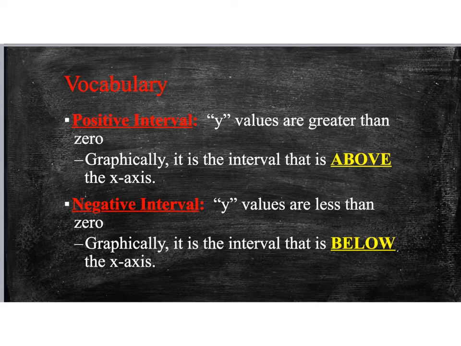Let's start by looking at some vocabulary. When you're looking at a graph, you're going to have to identify where the positive interval is and where the negative interval is. The positive interval, you want to think about it as the y values that are greater than 0. So that is going to be the part of the graph that is above the x-axis. The negative interval is where the y values are less than 0. And so when you're looking at the graph, that is going to be below the x-axis.